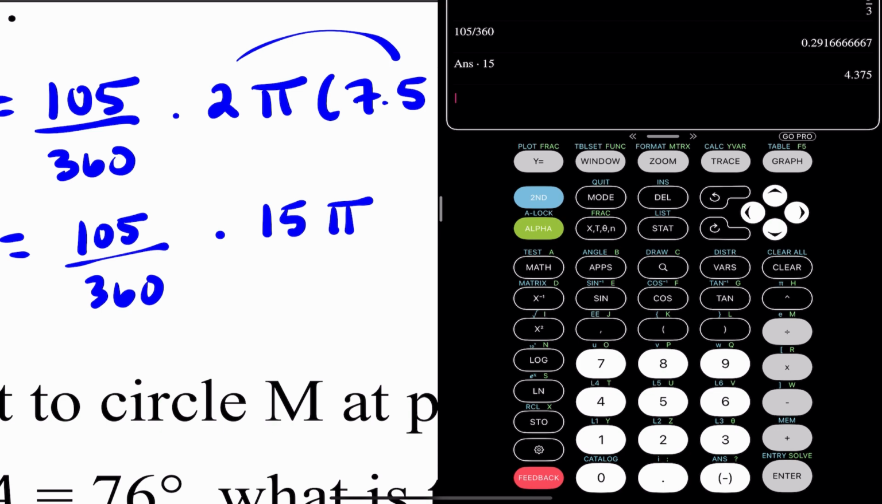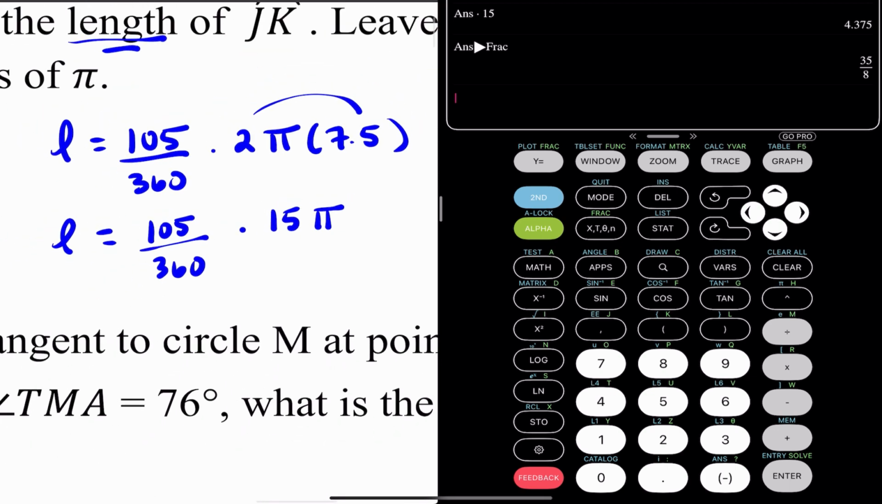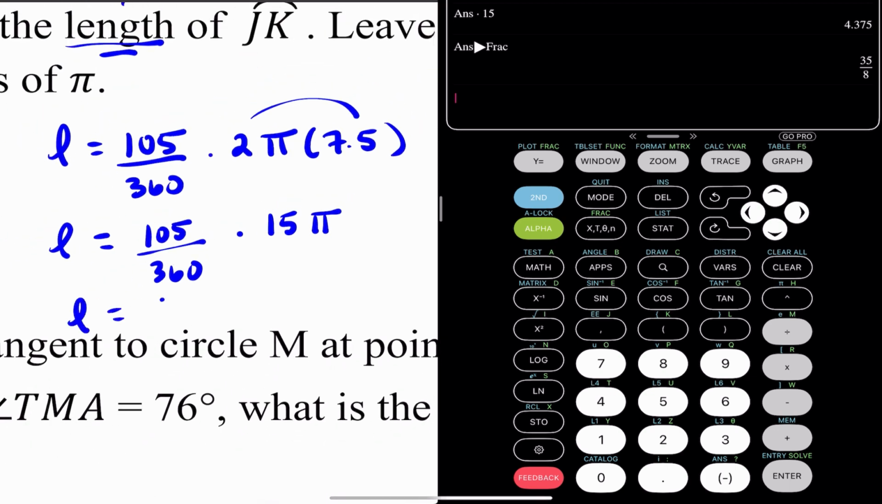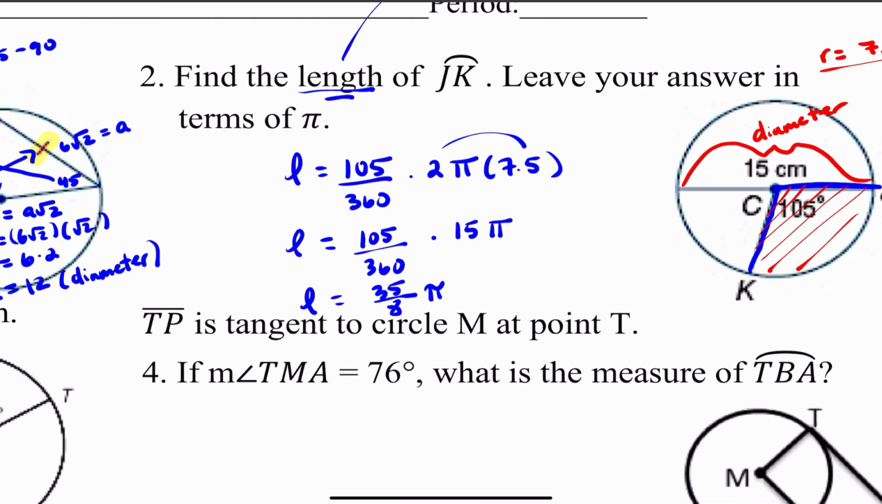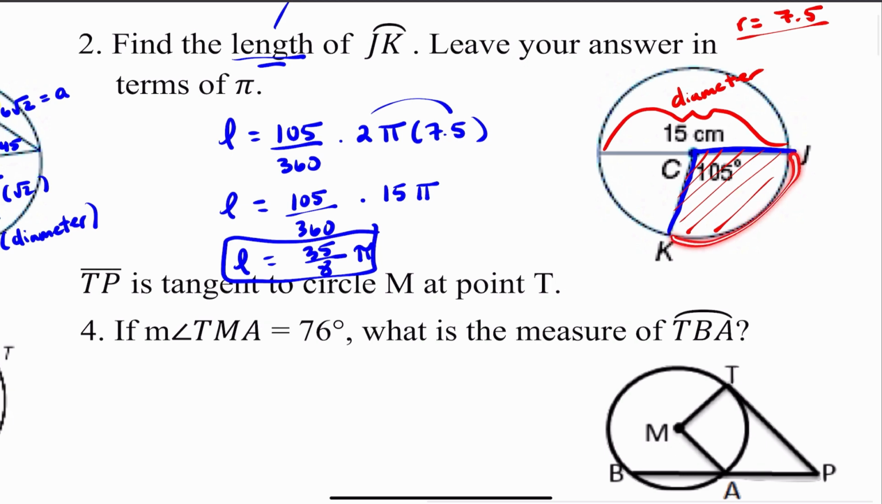And this is where you need to turn that decimal, after you multiply by 15, into a fraction. So you're going to press math, enter, enter. So your answer should be L equals 35 over 8 pi, because we have to multiply that fraction we got from our calculator by pi, so we can leave the answer in terms of pi. And this is what we want. So the length of this particular arc is 35 over 8 pi.